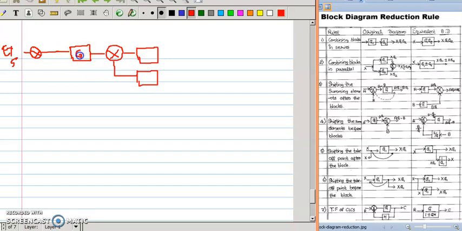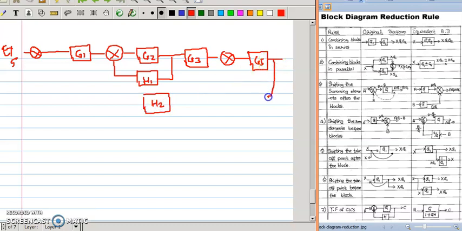Okay, this is the G1. This is the G2. This is the H1, right? This H1 comes from only here. Then there is a next block, that is G3. Okay, and again there is the next mixer, and lastly there is a block connected, G5. Okay, again see one more feedback is there from the last output to the input side directly.